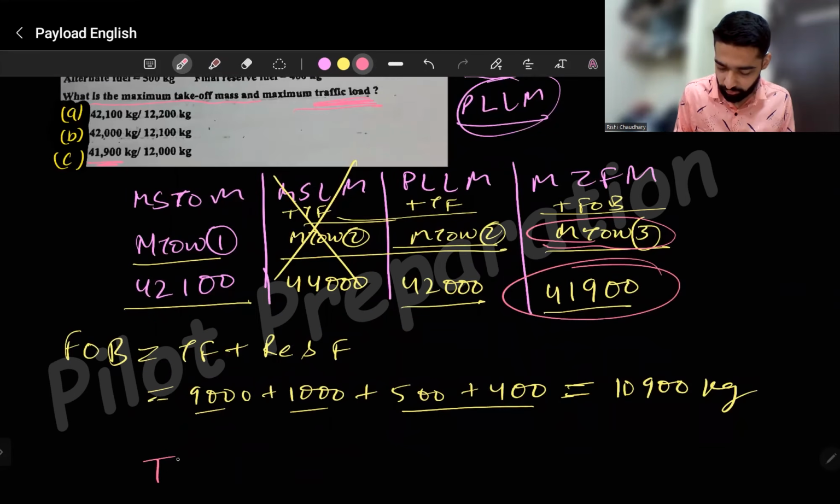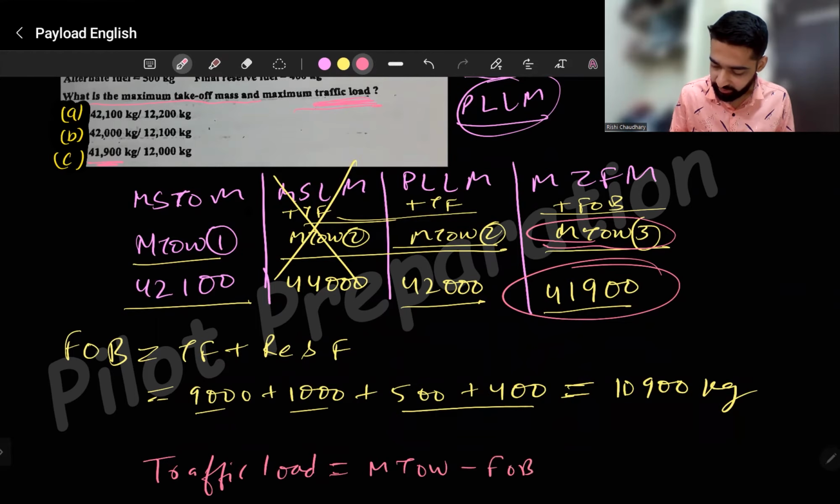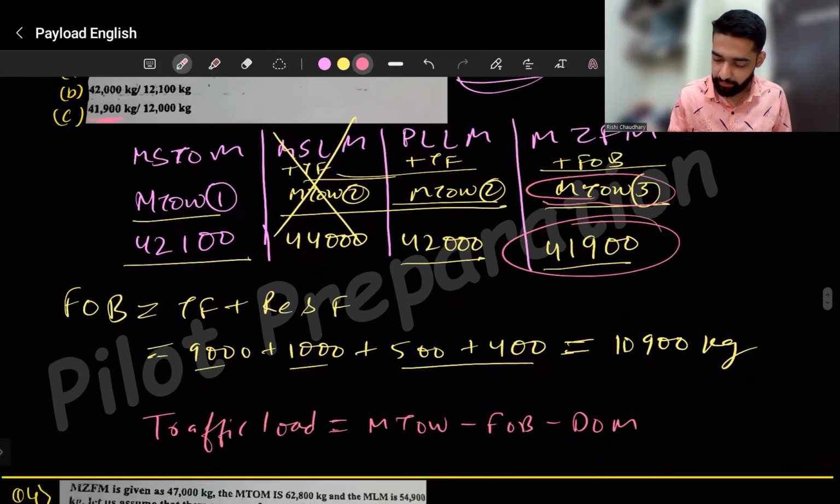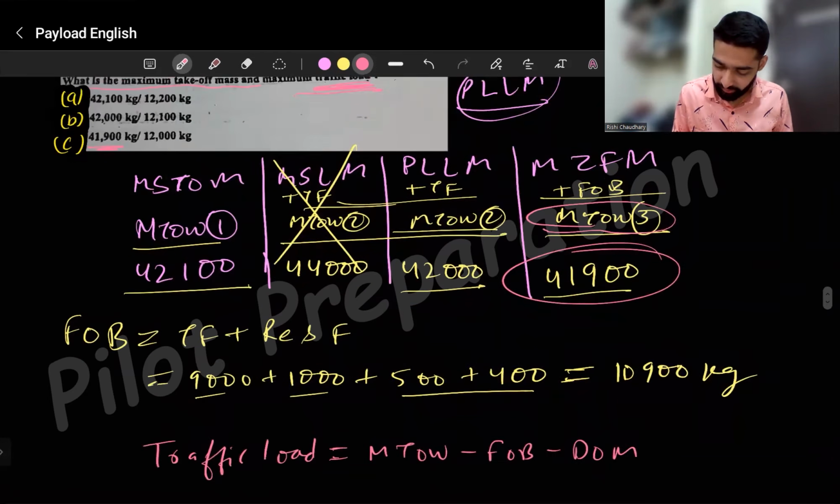So traffic load is equal to maximum takeoff weight minus FOB minus DOM. So we have this maximum takeoff weight minus FOB minus DOM. So maximum takeoff weight is what? That is 41,900 minus FOB. How much is FOB? FOB is 10,900, minus DOM.